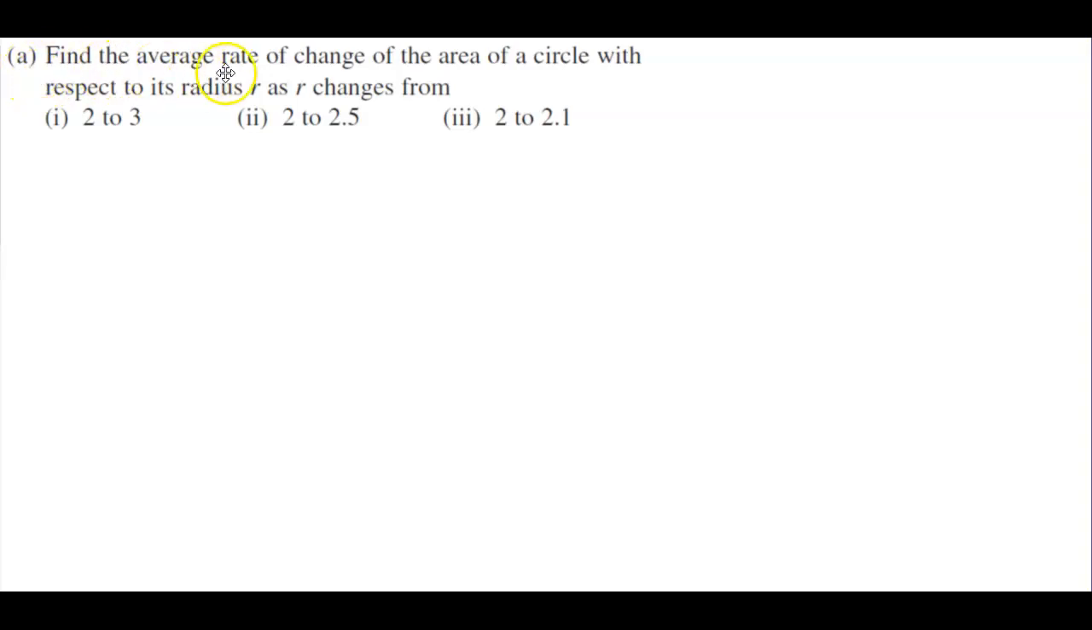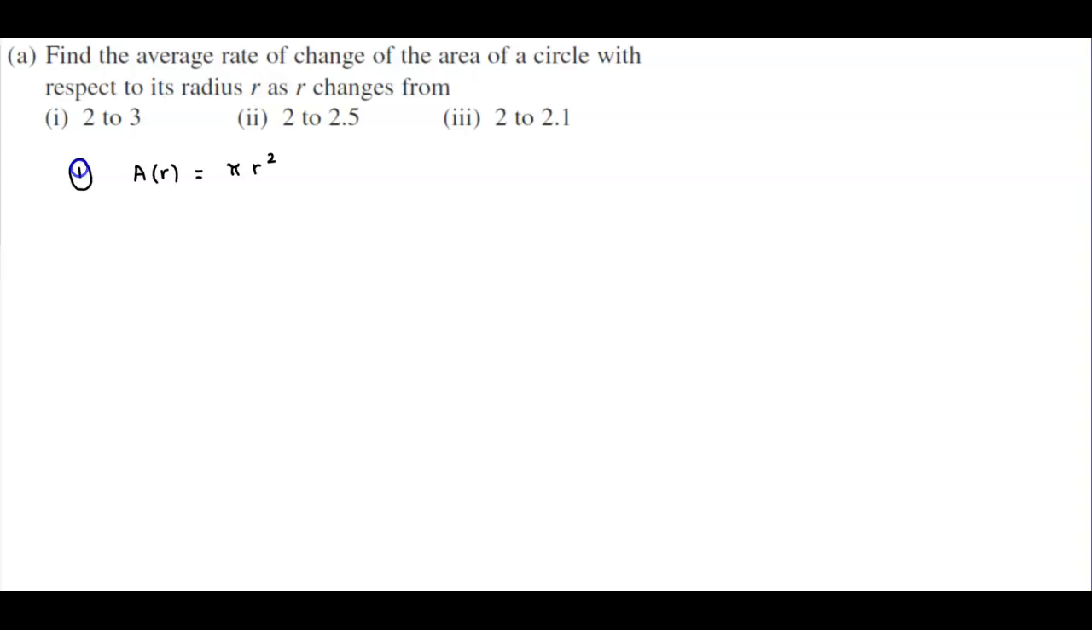Part A, find the average rate of change of the area of a circle with respect to its radius, r, as r changes from the following: 2 to 3, 2 to 2.5, and then 2 to 2.1. Okay, so the first thing we need to do is talk about the formula for the area of a circle. We know that the area of a circle, which we can say is A of r, that is the function, is equal to pi r squared.